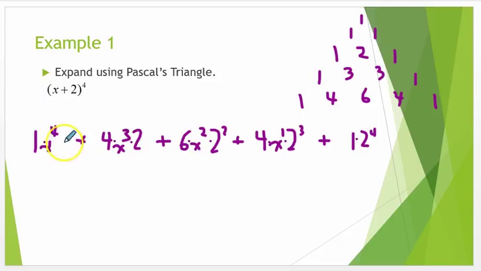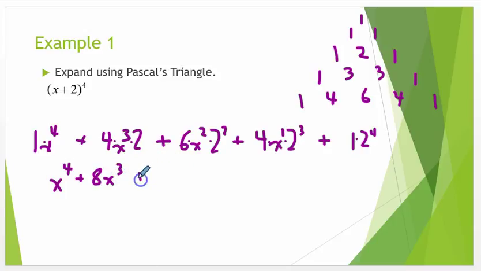So the last thing I want to do is just kind of simplify things. Instead of writing 1 times x to the 4th power, I can just write x to the 4th power. The times 1 isn't necessary. In this term here, I have 4 times x to the 3rd times 2. Well, the 4 and the 2 could be multiplied together. So I can instead write this as 8 x to the 3rd power.